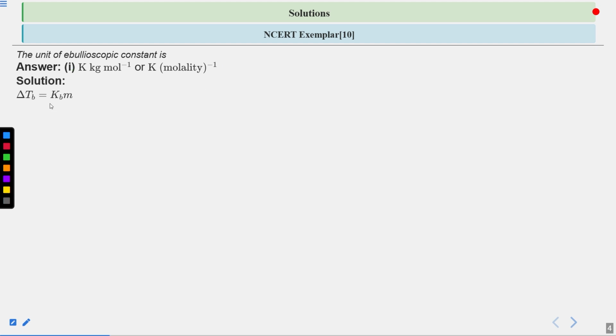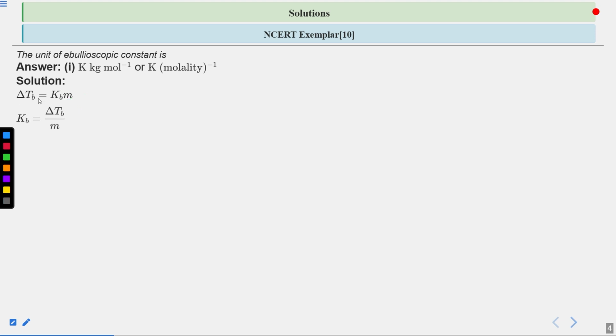If we talk about the solution, delta Tb is equal to Kb m. Now, the ebullioscopic constant is this Kb. That means you have to identify the unit of this constant. The change in boiling point, or the boiling point elevation, is equal to Kb times molality, m representing the molality. You just have to put the unit of molality here and delta Tb, and you can derive what will be the unit of Kb.